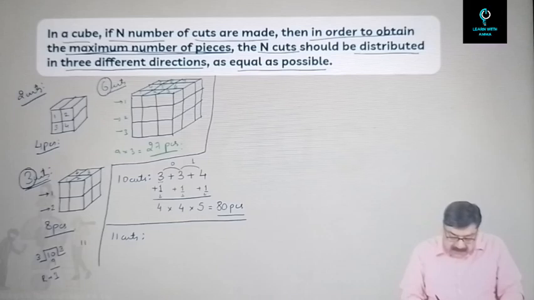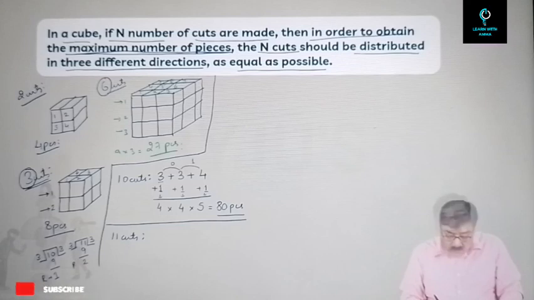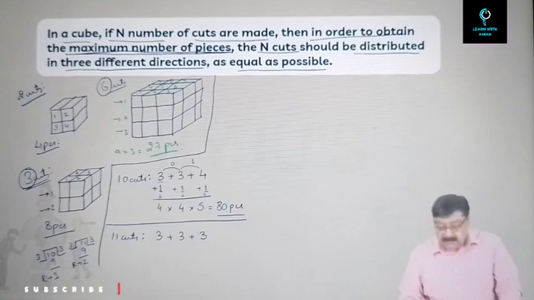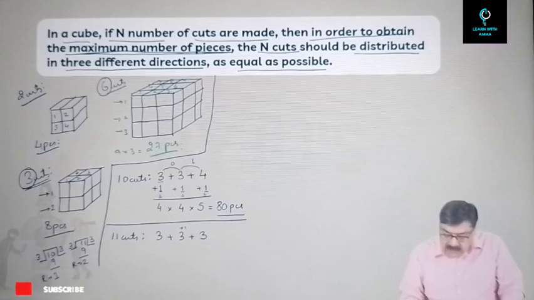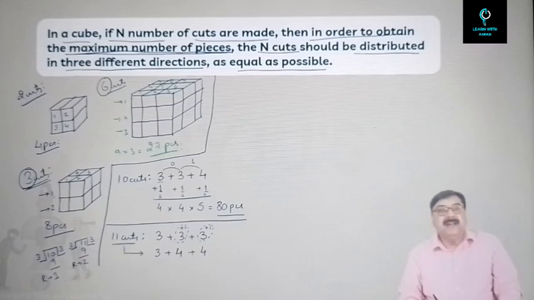11 when divided by 3 gives us the quotient 3, and remainder 2. So as it is, 3 plus 3 is how we distribute them equally, but that makes it only 9. Now the remaining 2 cuts we would distribute to any 2 directions, plus 1 here. So this will become 4, this will become 4. So the distribution now becomes 3 plus 4 plus 4. This is how we will divide these 11 cuts to maximize the number of pieces produced.